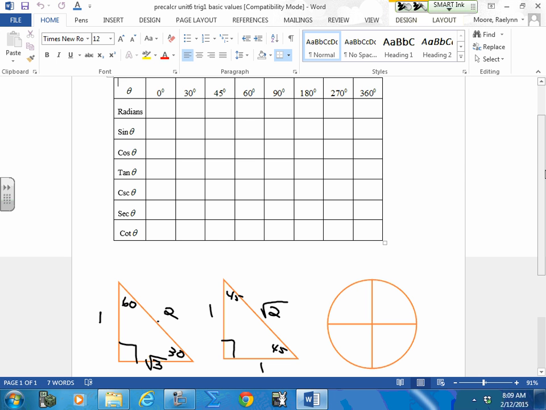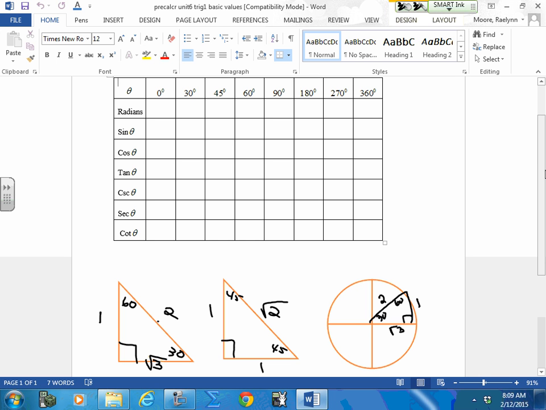Alright, these are your special triangles. Now, when we put this on your unit circle, I'm going to put a 30, 60, 90 right here for now. 30, 60, 90. This is going to be a 1, a 2, a radical 3. Easiest way to remember it is that way, not the one with the fractions.